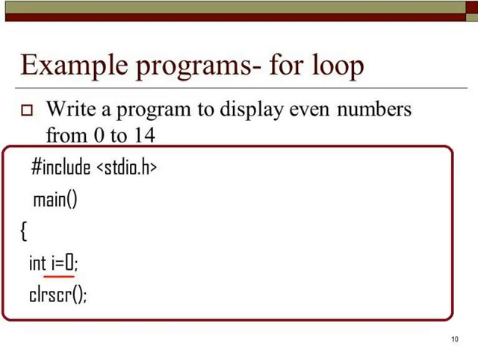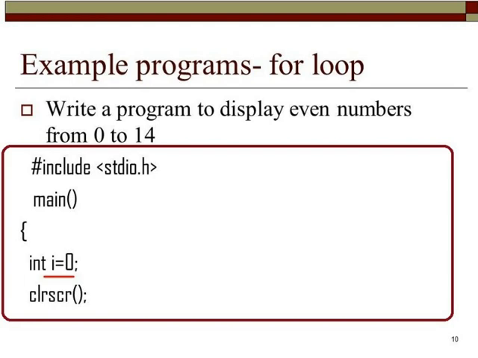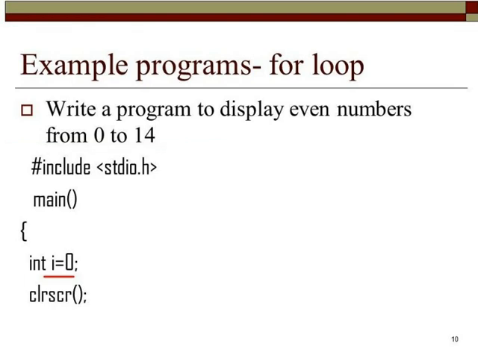So, this is an example for a simple for loop where you are displaying even numbers from 0 to 14. You have the header file and the main function which is the starting point of the program. This is how every C program will start. You have the declaration int i is equal to 0. You have the clear screen which clears the screen. Now, how are you going to generate numbers from 0 to 14, 15? You have to generate only even numbers. We know that it is 0, 2, 4, 6, 8. You have the limit from 0 to 15. So, from 0 to 15 all the even numbers have to be printed.